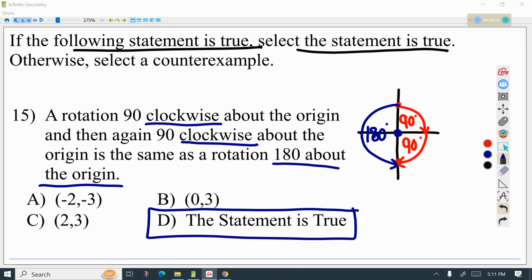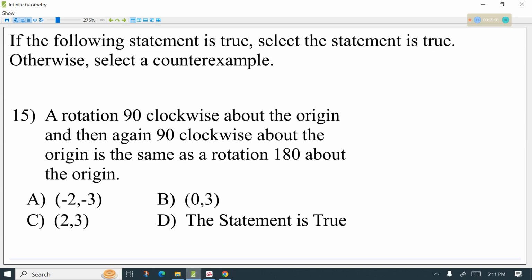Okay, and also, none of these could have been counterexamples because none of these would make it true. All right, none of these would prove that this thing is false, right? All of these examples would move 90 degrees clockwise, 90 degrees clockwise, and it would be the same as a 180. Okay, so when something's true, there are no counterexamples. All right, so let's go take a look at what a counterexample actually is.